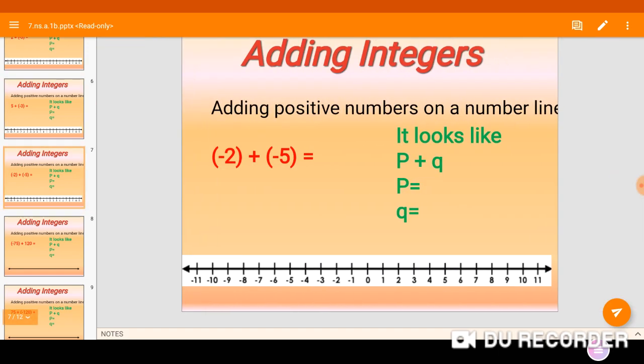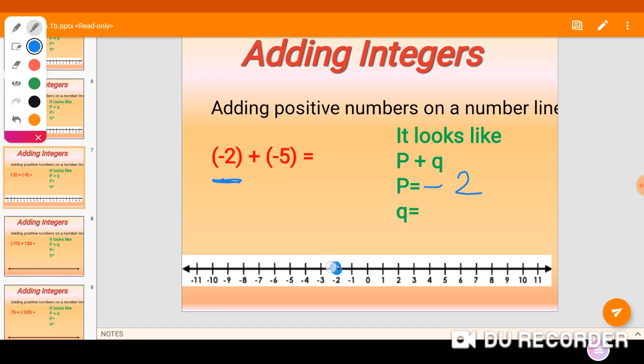Okay, what about if I add 2 negative numbers? It's okay, we'll do it on the number line. When we start, P equals what? P here is negative 2. So we'll start from negative 2. Now I want to know if I will go to the right-hand side or the left. So we will find the value of Q. Q is negative 5. So we will go to the left-hand side 5 steps. 1, 2, 3, 4, 5. So the answer is negative 7.